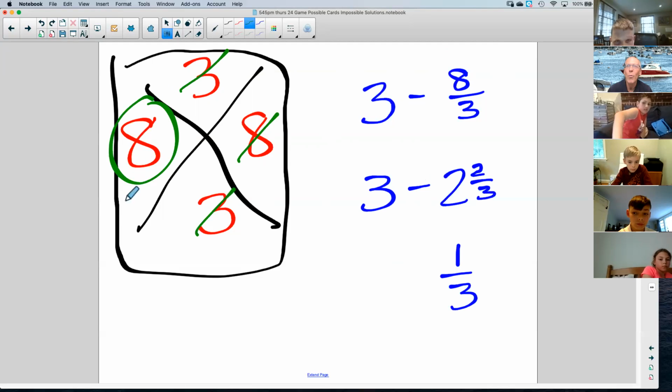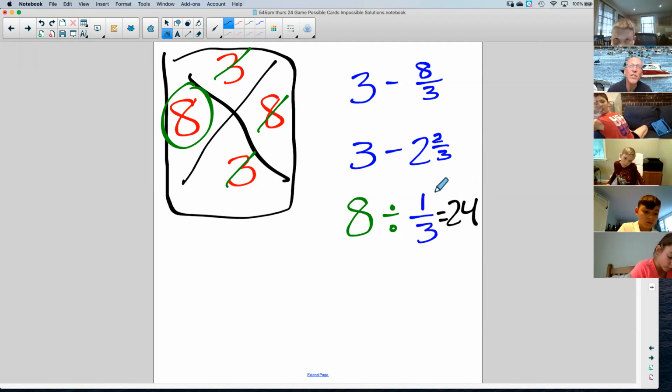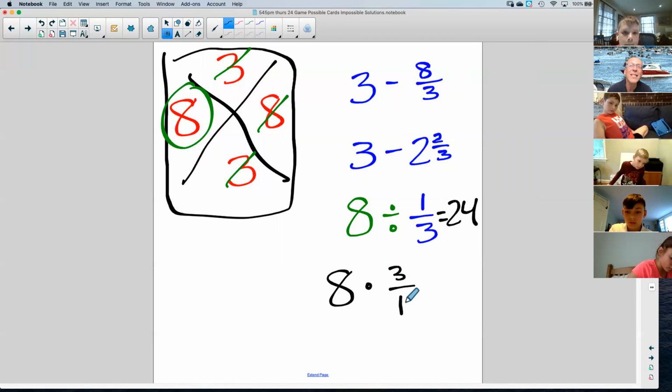What happens if I take 8 divided by 1/3? 24. Why do you say negatives? Because 3 minus 2 and 2/3 isn't negative. Oh, I was thinking of it the other way. So guys, you can also divide by a fraction, which is really multiplying it by the reciprocal of the fraction. So when you divide by a fraction, you're really multiplying by the reciprocal.